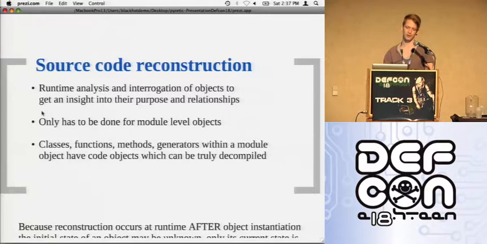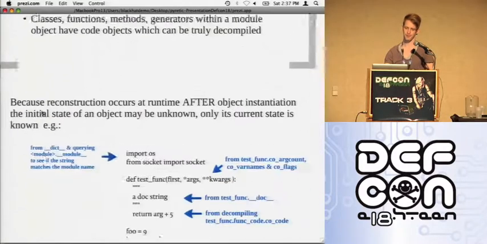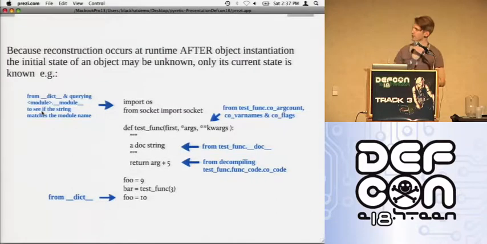If we're doing reconstruction at runtime, we need to query a lot of the objects. So if this is the source code, these objects are obviously top level, so we need to use reconstruction on those, so we have to query a lot of the objects. This function actually has a co_code object, so we can just use standard decompilation there.